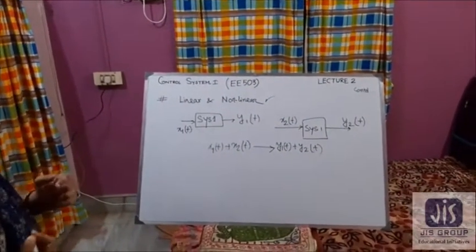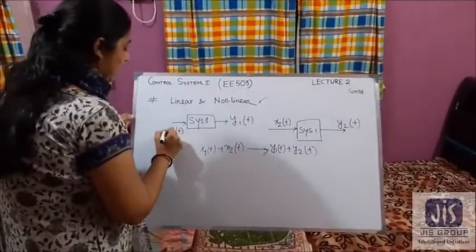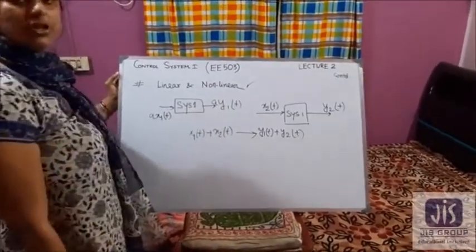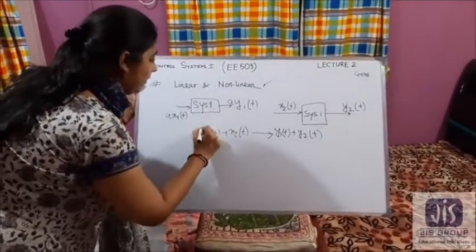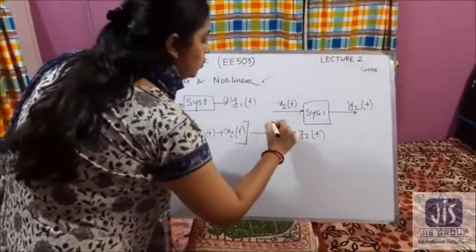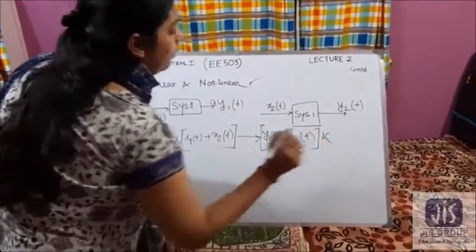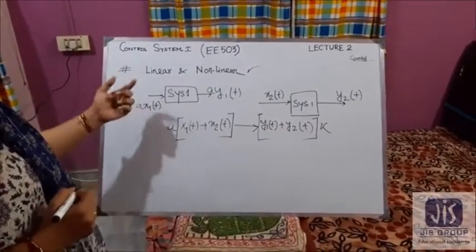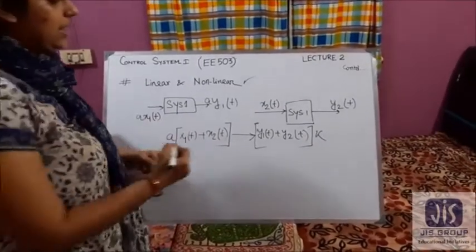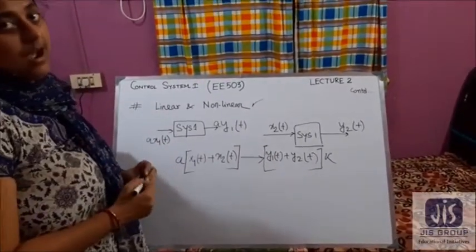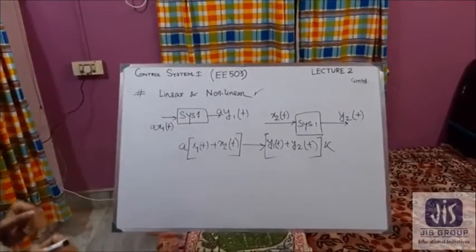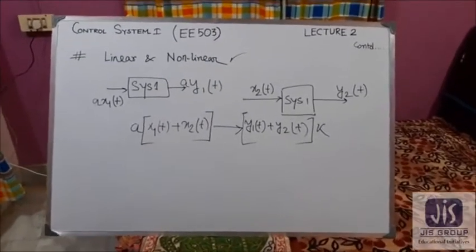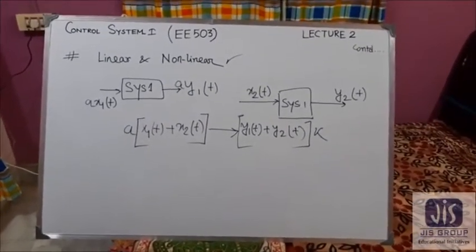And next is the law of homogeneity. That means if the input is multiplied by a scalar a, then the output is also multiplied by the same scalar a. So this is completely the superposition principle. Now if a system obeys the superposition principle, then the system is said to be linear, otherwise the system is said to be non-linear. Non-linear systems don't follow the superposition principle and homogeneity.